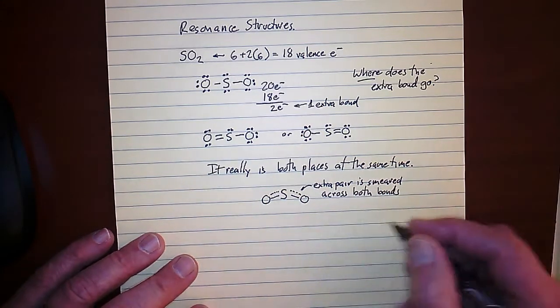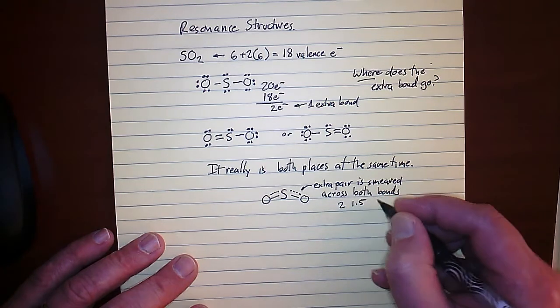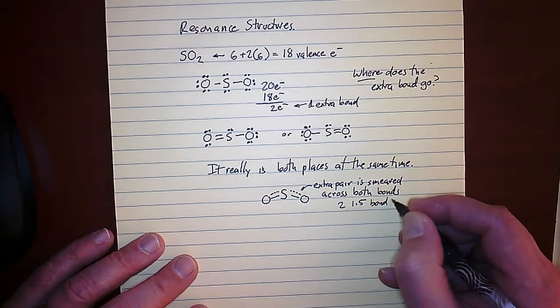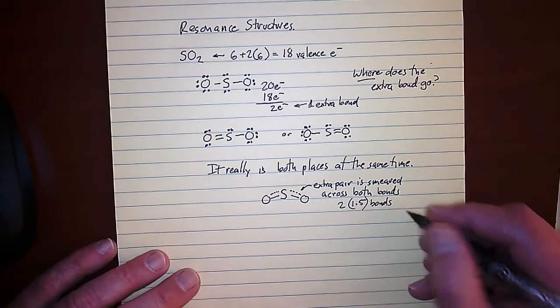As if we had like 2 1.5 bonds. It's almost like we had 2 1.5 bonds instead of a single and a double.